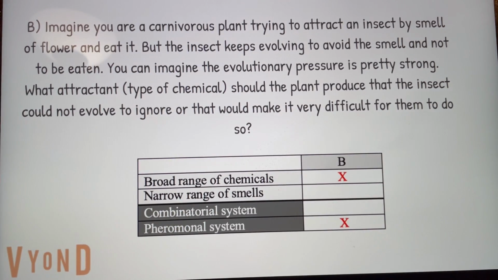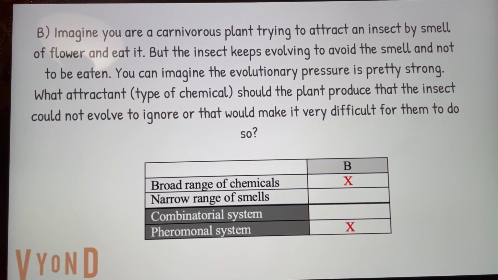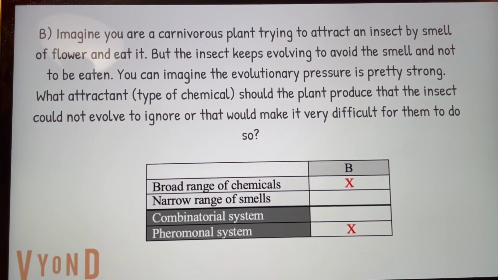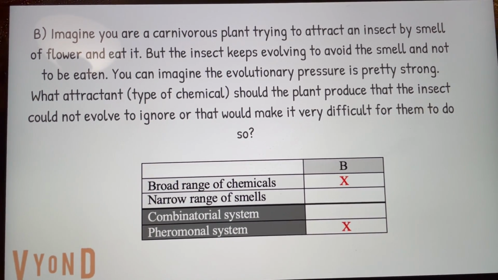Scenario B, imagine you're a carnivorous plant trying to attract an insect by smell, to lure it to a flower and eat it, but the insect keeps evolving to avoid the smell and not to be eaten. What attractant or type of chemical should the plant produce that the insect cannot evolve to ignore, or that would make it very difficult for them to do so?